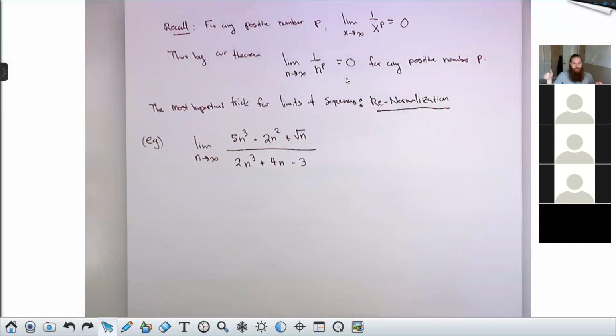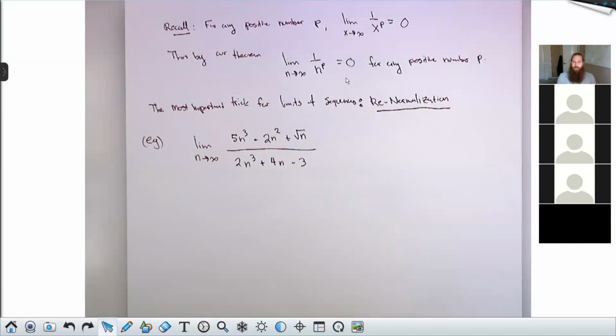If you try to just plug in infinity, if you swap the n's for x's and then try to plug in infinity, you get infinity over infinity. You could use L'Hopital's rule on that. We haven't talked about L'Hopital's rule yet, but you could. But L'Hopital's rule is awful. We don't want to use it unless we absolutely have to. Here it would take several runs of L'Hopital's rule to get the job done. The renormalization trick is much simpler.